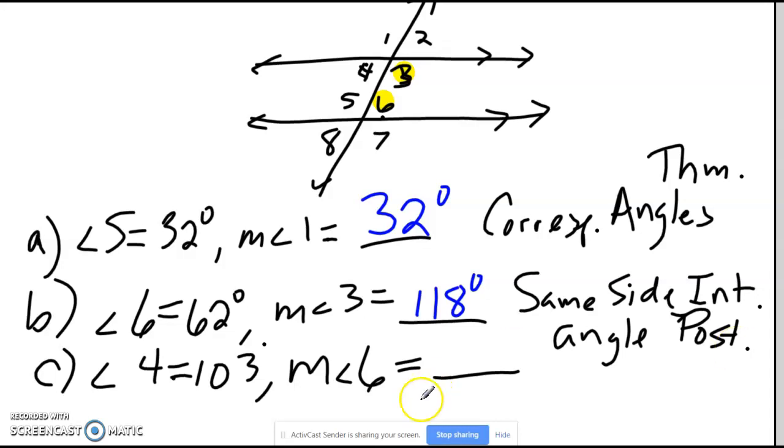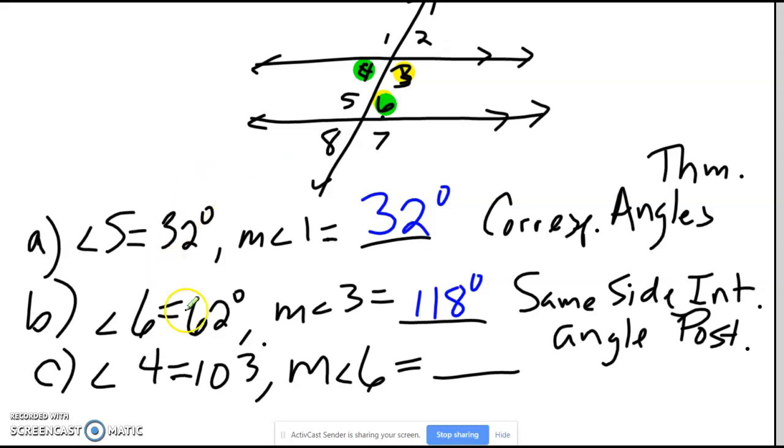Okay, then the last one, angle 4, well, let's go. We're going to have to go a different color here. Angle 4 is 103. And we want to know angle 6. So what type of angles are 4 and 6? Alternate interior angles. What is true, Audrey, about alternate interior angles? They're equal because we have a theorem that tells us that.